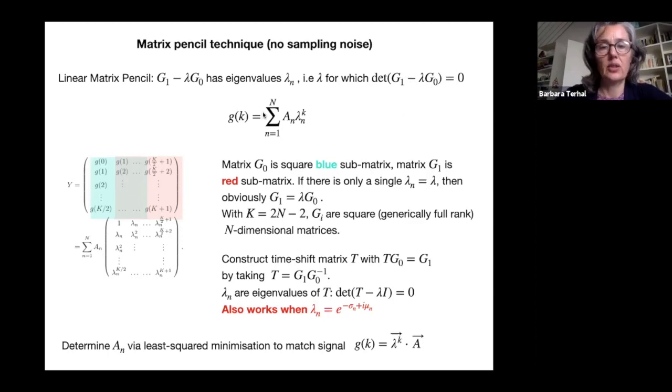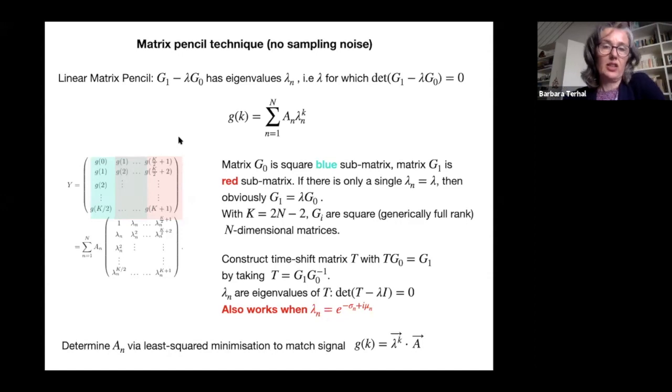Okay, so what does that have to do with my signal? First of all, we're going to write G of k as the sum over n frequencies, using the probabilities, and the lambda n are these oscillating exponentials, e to the i mu n. One important thing to say is that this method also works if the lambda n are complex and decaying, so their norm is less than 1. Now I'm going to construct the matrices G1 and G0. I construct a matrix Y, which is filled with these values G of k for k from 0 to some limit. The matrix G0 is the blue submatrix, everything except the last column, and matrix G1 is the red submatrix.